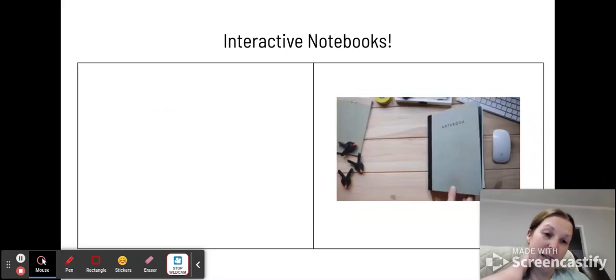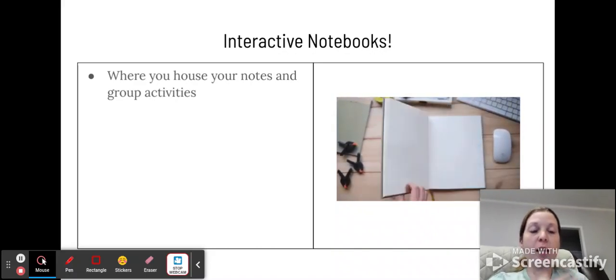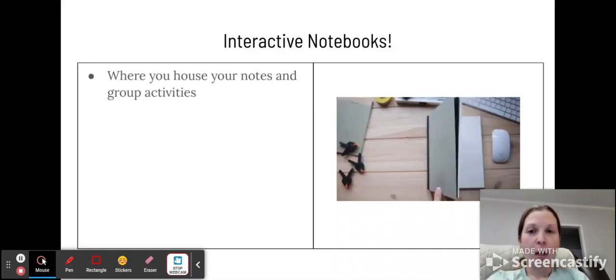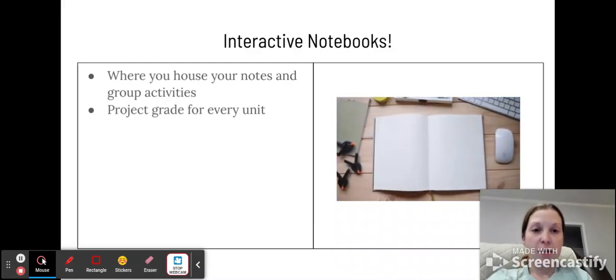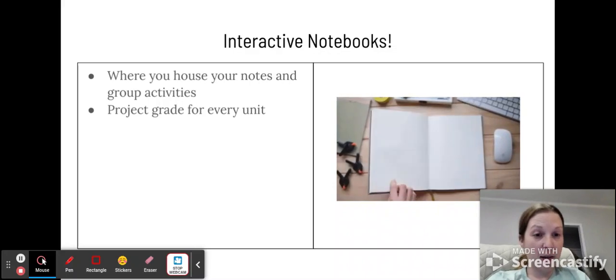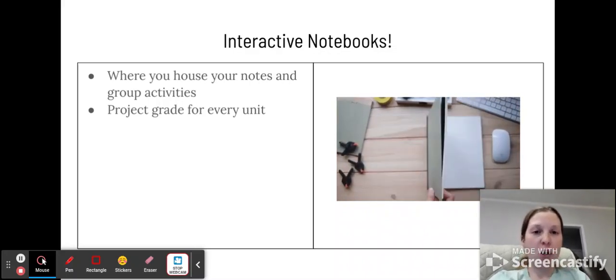So first, let's talk about this interactive notebook. This is where you will house your notes and your group activities. Your mastery checks will not come back to you once they're finished. They will stay with me, but you will put notes and group activities here. This does count as a project grade for each unit. So projects and tests count the same. For those of you who struggle a lot with testing in general, this is one way I help alleviate that, by giving you a project grade for your notebook.